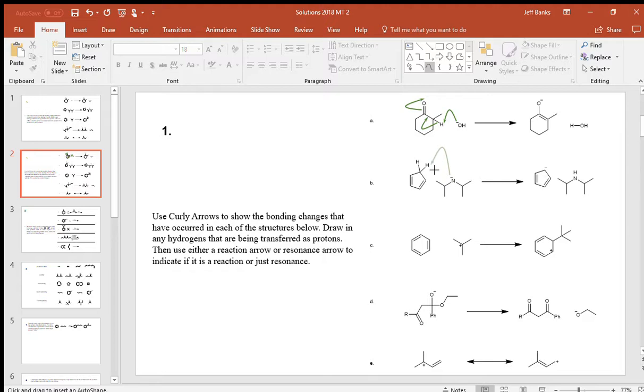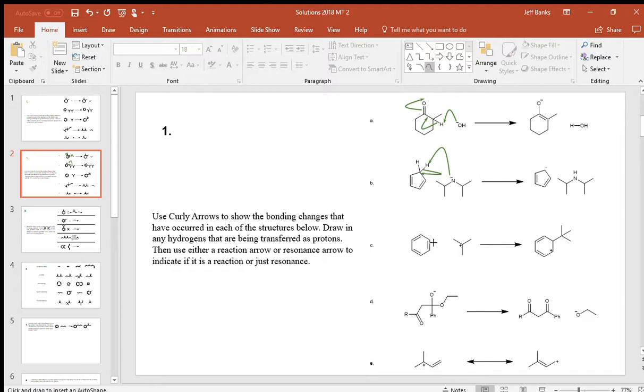these reactions. We pull off that proton, and the electrons that are in that carbon-hydrogen bond have to go somewhere. And in this case, they just go right onto that carbon. And there we see the anion.